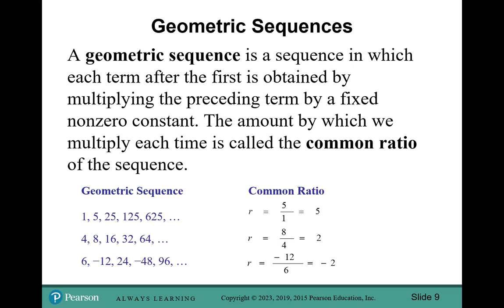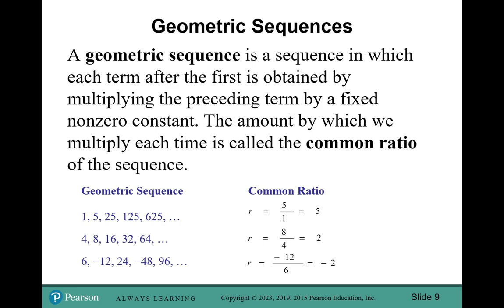Now let's look at geometric sequences. A geometric sequence is a sequence in which each term after the first is obtained by multiplying the preceding term by a fixed non-zero constant. The amount by which we multiply each time is called the common ratio of the sequence. We've got some geometric sequences listed below for examples.